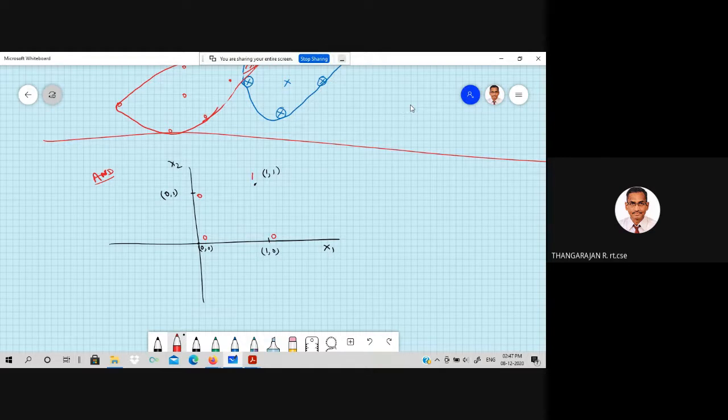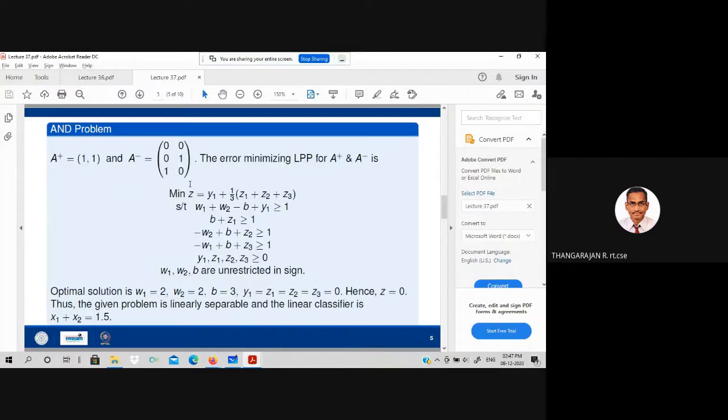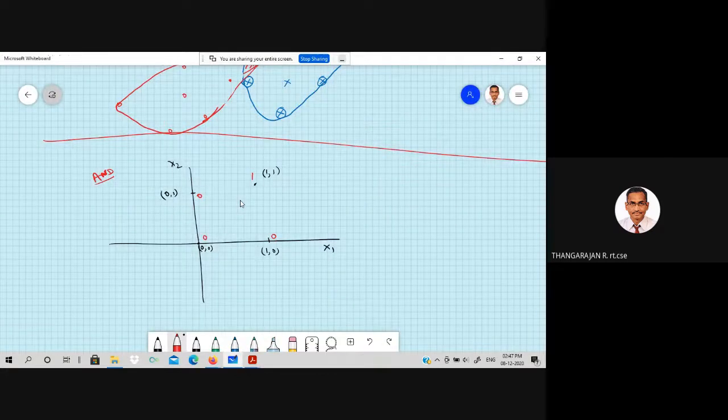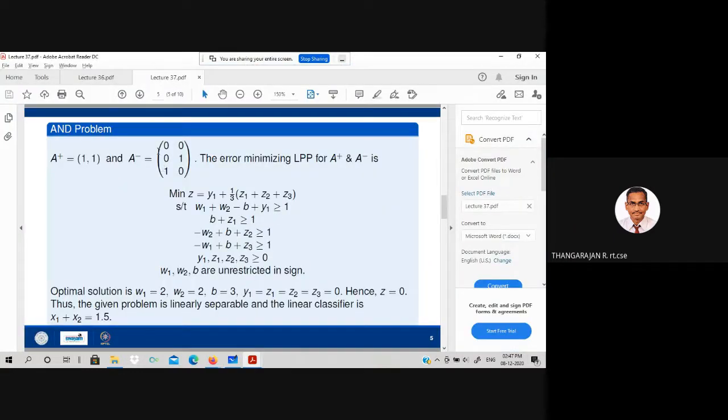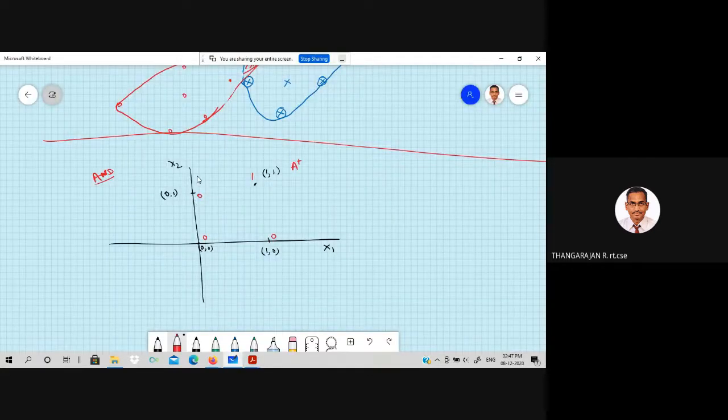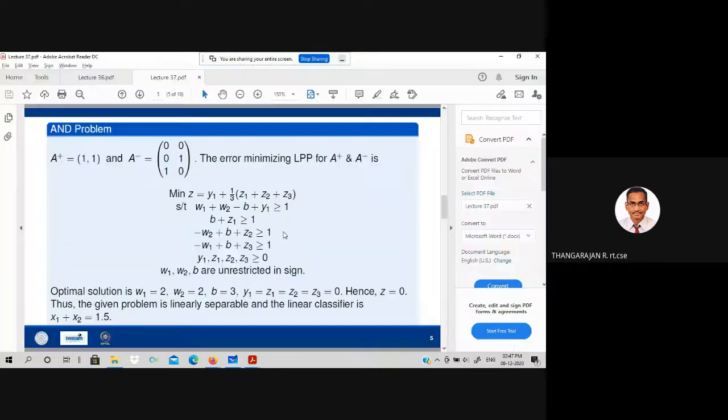Okay. Now 1, 1 is a positive point, because when both inputs are 1, this is a positive point. So I'll take this as a plus. And when any one of the inputs is 0, that is 0, 0, or 0, 1, or 1, 0, these three inputs are taken as a minus. So these three come under a minus. Now what do you have to do? You have to classify the plus and the minus. Okay. So how do you do that?